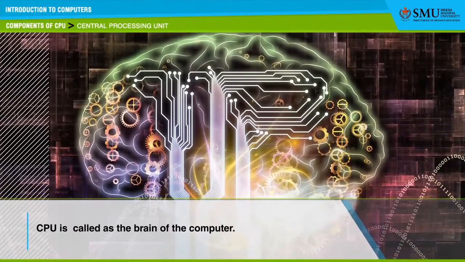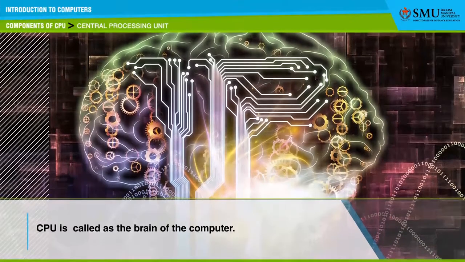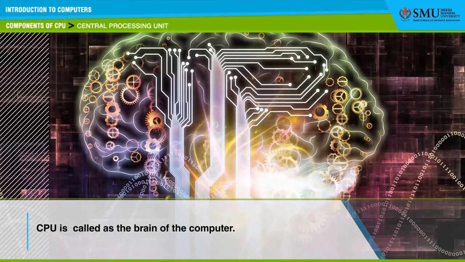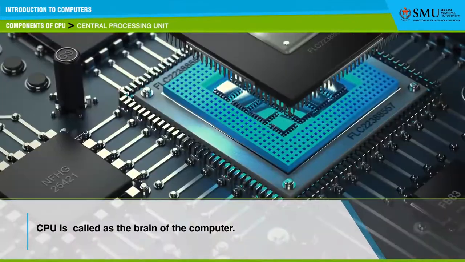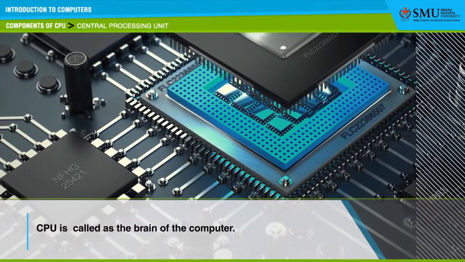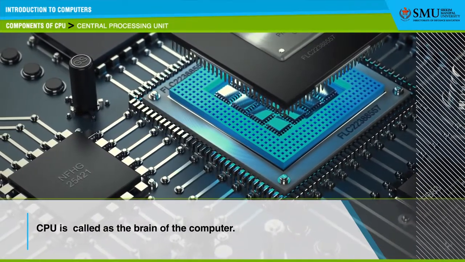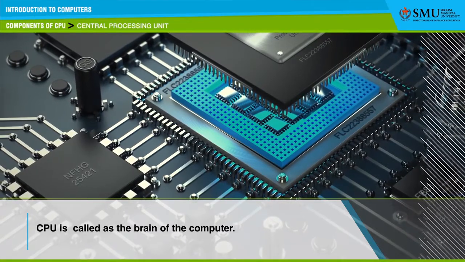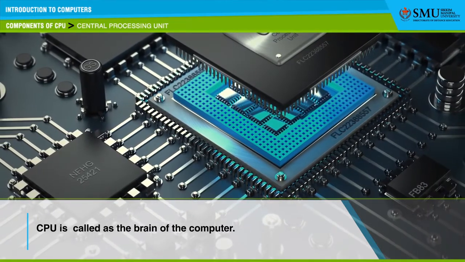What is a central processing unit? It is called the brain of the computer. The CPU in a personal computer is usually a single chip. It organizes and processes the instructions that come either from the user or from the software.